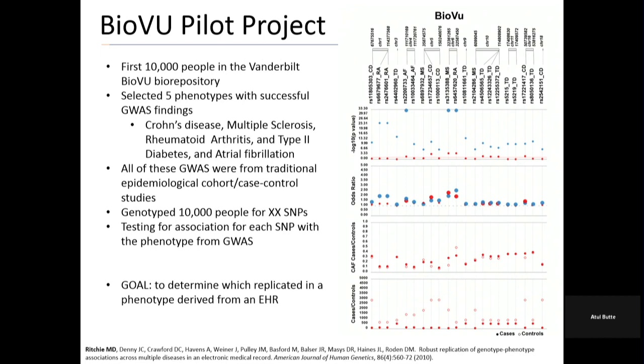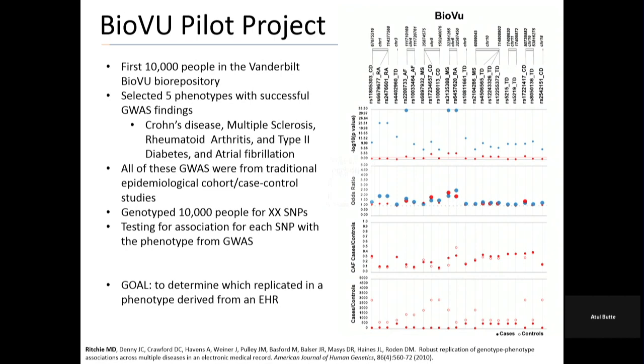And I forgot to replace the XX, so I think it was 25 SNPs. I was going back to the paper to look, and I never updated the slide. So we tested the association for the SNPs that were published for the trait to see how many of them would replicate in a phenotype where we did not talk to the people, we did not ask them if they have Crohn's disease or rheumatoid arthritis, we did not do anything other than electronically phenotype them.